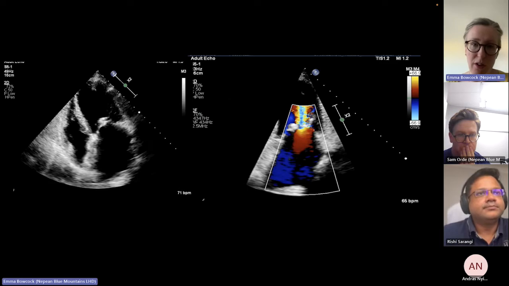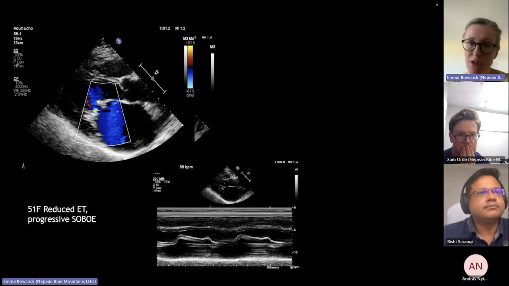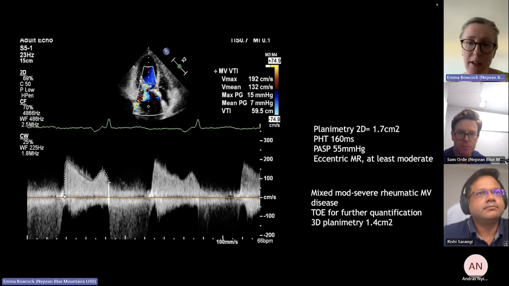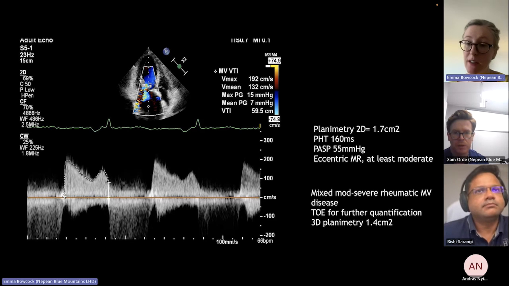Yeah, I guess if they do show you an M mode, they want to hear that buzzword, reduced EF slope, as well, if you've seen that. So the planimetered 2D area was 1.7 for this patient. Pressure half time was more than 150, sort of 160. Pulmonary artery pressures were elevated in that sort of severe territory as well. And then this eccentric MR. So it was a little bit tricky, there were some that were moderate, some that were severe, but it ended up being reported as moderate to severe mixed rheumatic mitral valve disease.